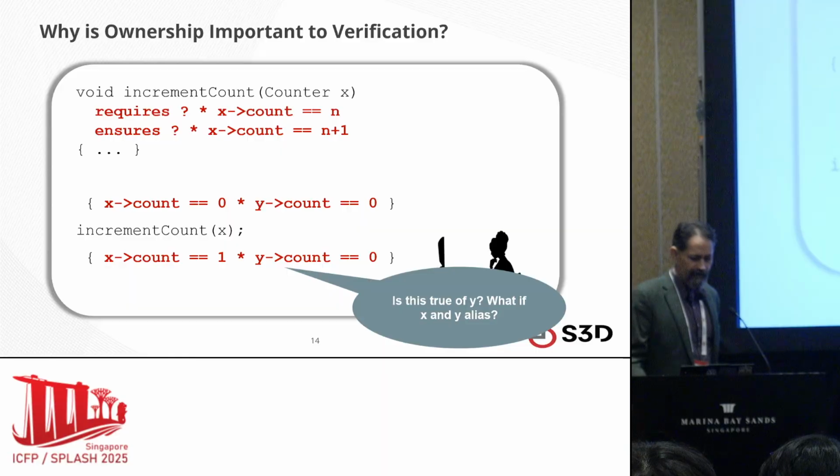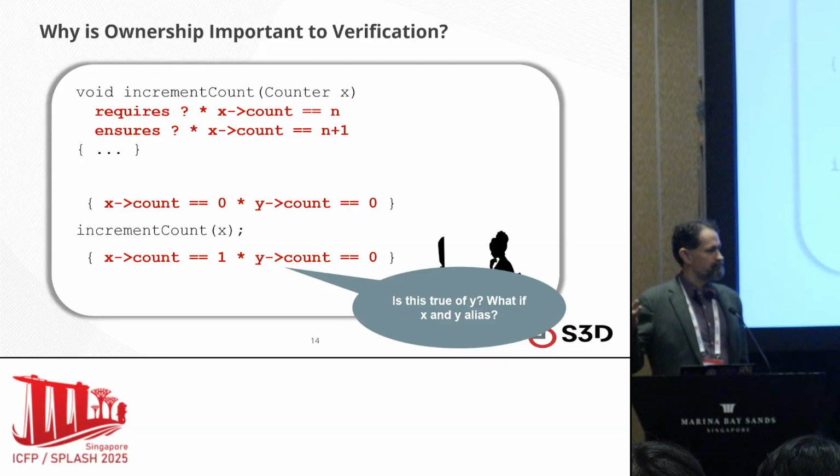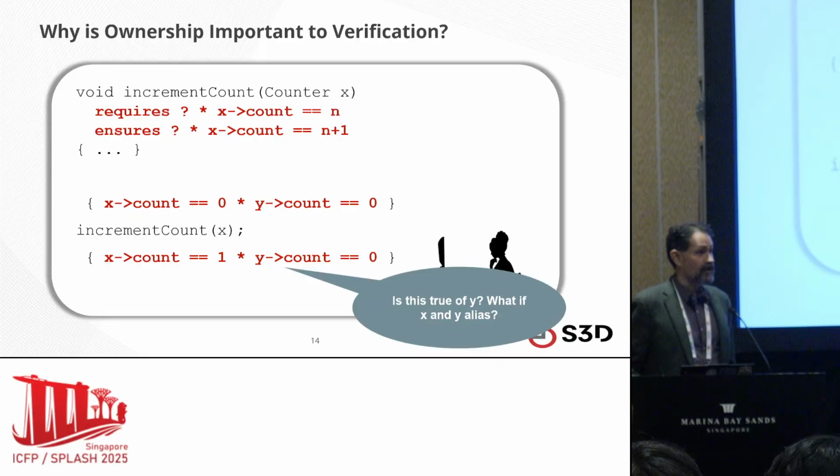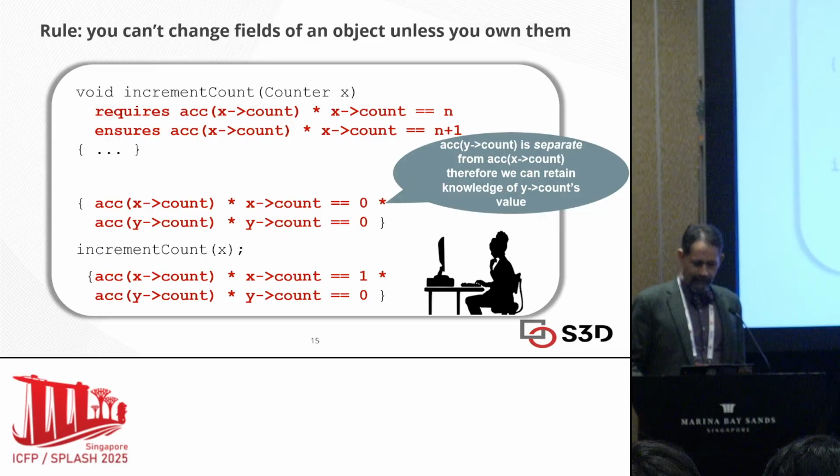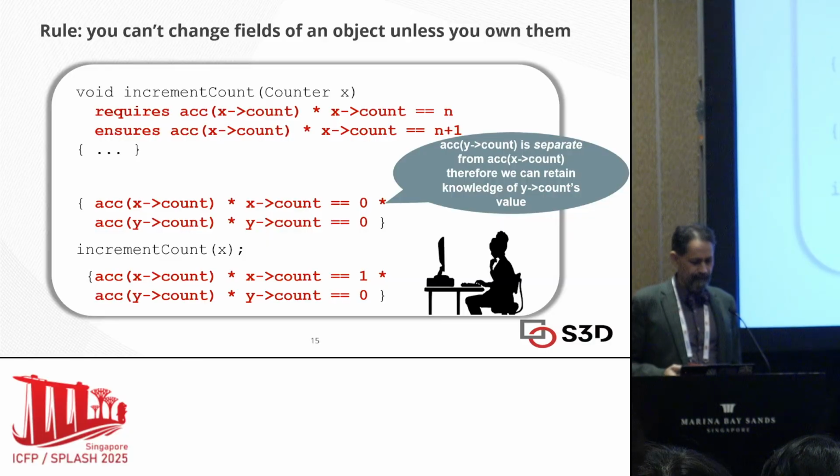So we don't know. And this is actually a problem that stymied verification for maybe 3 decades. And the solution was separation logic, and we're using a variant of separation logic here, which builds ownership into the logic. So this is about ownership. So the rule is that you can't change the fields of an object. In fact, you can't even reference or talk about the fields of an object unless you own those fields.